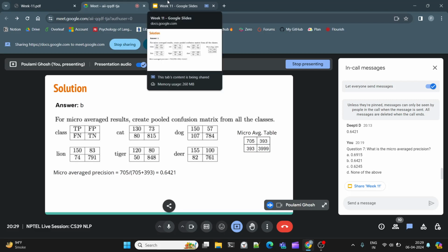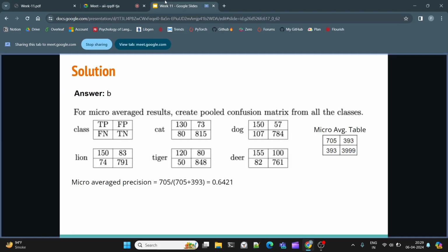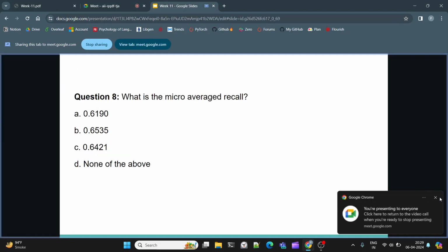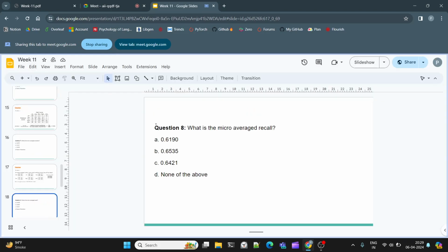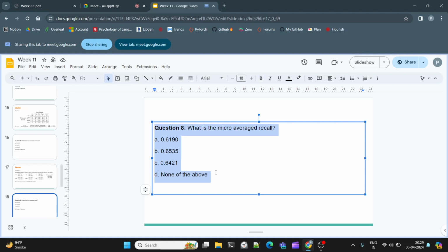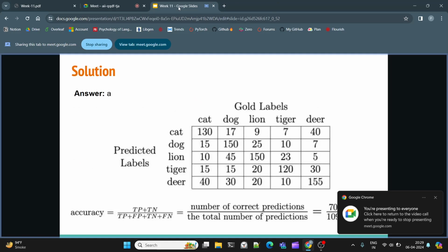Okay, should we go ahead then? Next problem. Hope it's clear to everyone. Okay, so the next problem is macro average recall this time. Last time it was macro average precision. This time it's recall. Again, I'll post it in the chat. This time it would be easier to do this. So please, all of you can attempt it once. Then we'll discuss the solution.